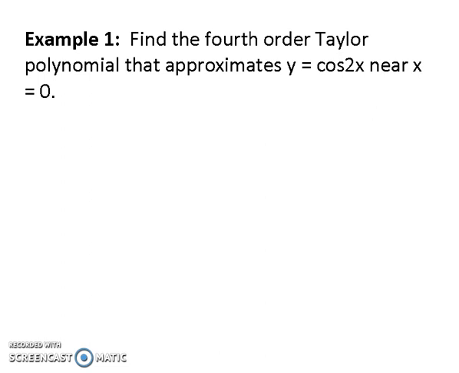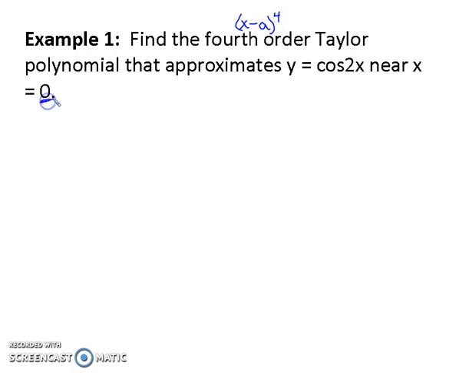The first one says to find the fourth order Taylor polynomial that approximates y equals cosine of 2x near x equals 0. All right, so I'm actually going to work this problem in two ways so that you'll be able to see both approaches. The first way is the way that we originally came up with the concept of a Taylor series, which is, if they say fourth order, then we're going to go all the way to the x minus a to the fourth term.